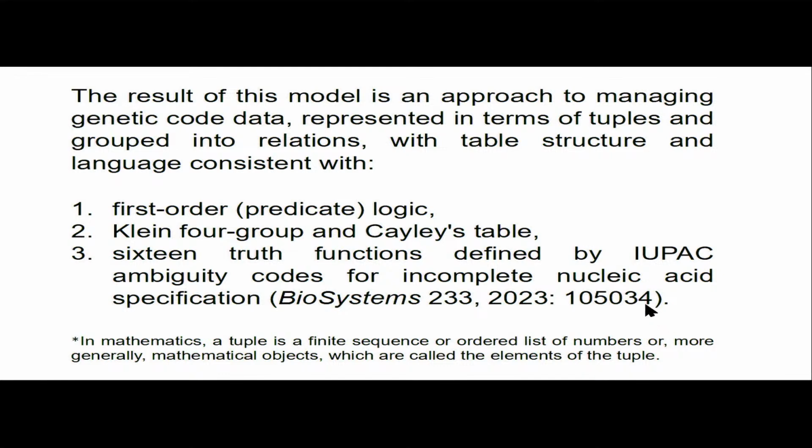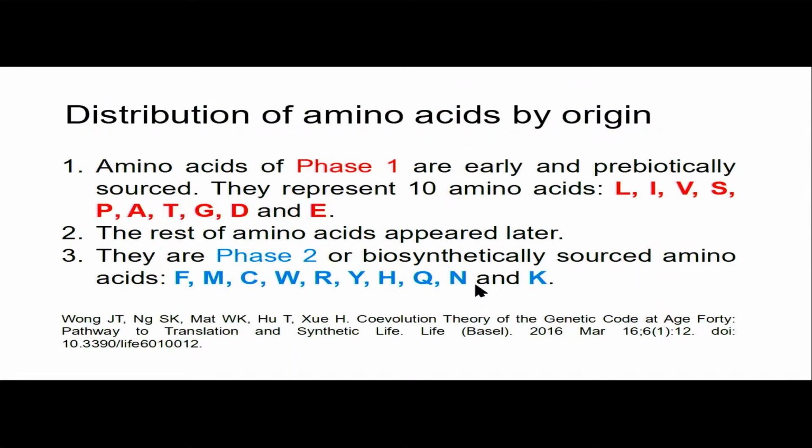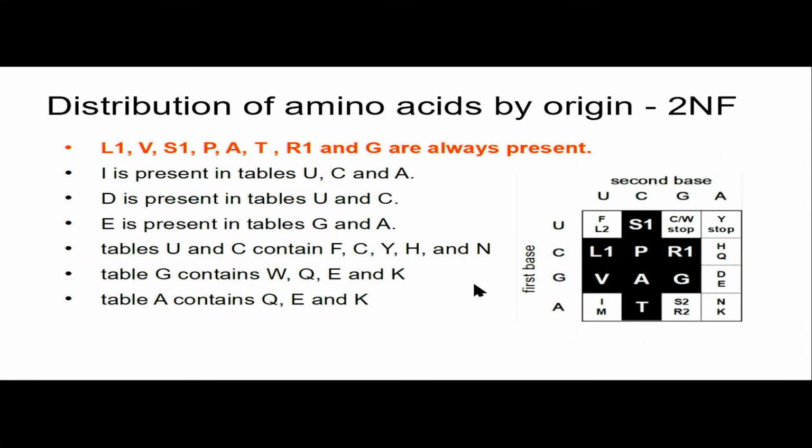Now the result of the model is that we can manage the data taking care of the logic relationship, truth function, Boolean functions, and Cayley table, which in this model we applied is a Klein four group's Cayley table. Concerning amino acid origin, we have two phases, phase 1 and phase 2. Phase 2 is biosynthetically sourced, and phase 1 is prebiotically sourced.